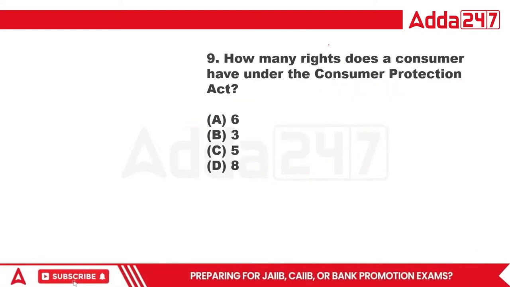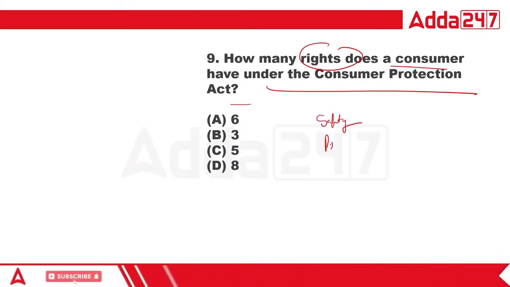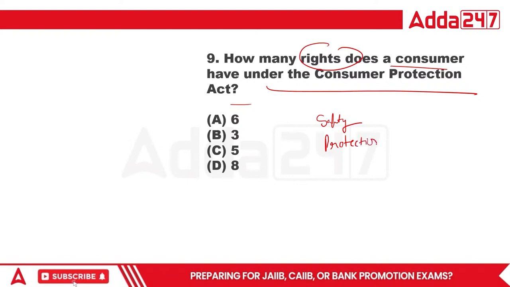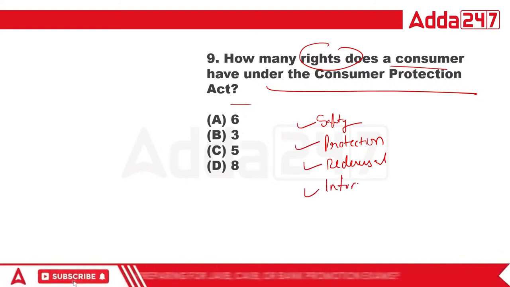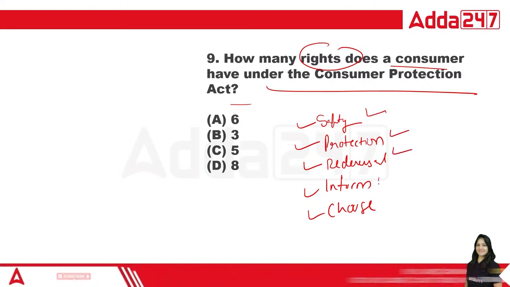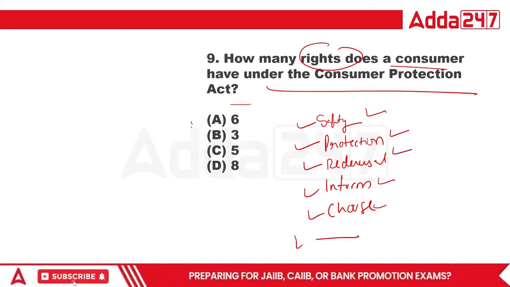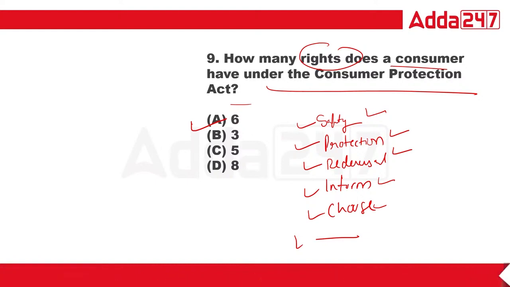Okay, now how many rights does a consumer have under the Consumer Protection Act? Tell me. Right to safety, protection, redressal, inform, choose. There's one more thing. So that's why for the ninth one, six is the right answer. Okay, six rights are there.